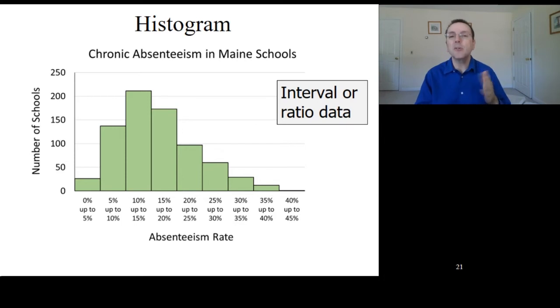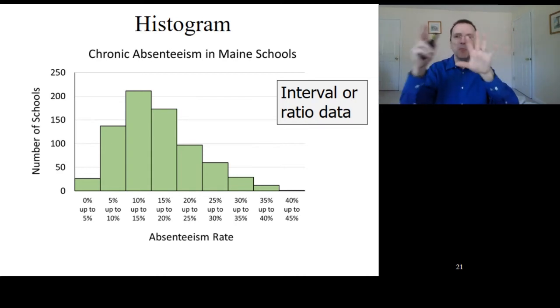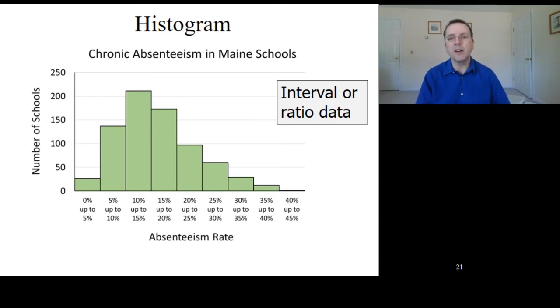You'll see histograms a lot because they're a very convenient way of quickly getting a sense of the nature of the distribution of scores. Is it evenly spread out? Are the scores clustered in the middle? Are they clustered at the ends? Or is it something else? But we'll get into that more in a later video.